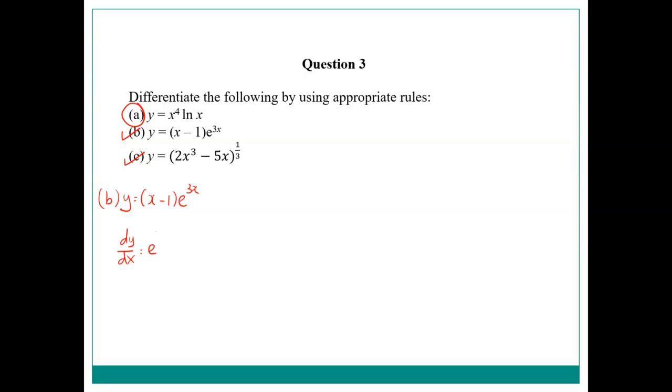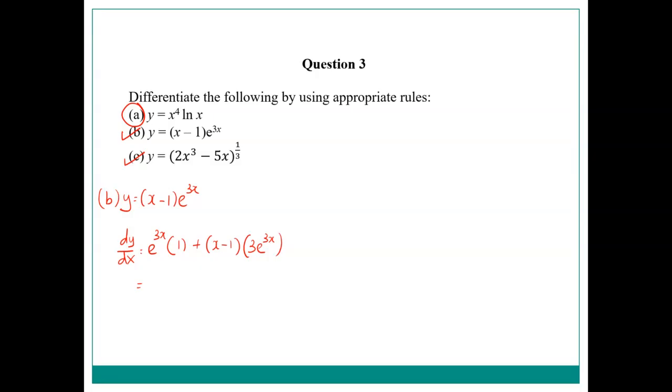So v du dx, you get 1, right? You differentiate this one, you get 1, right? And then plus u dv dx. dv dx, you got 3e 3x.